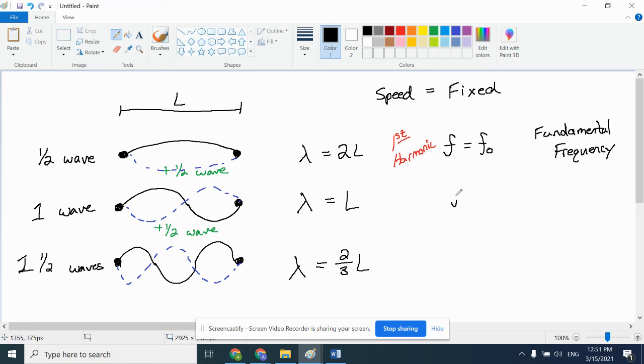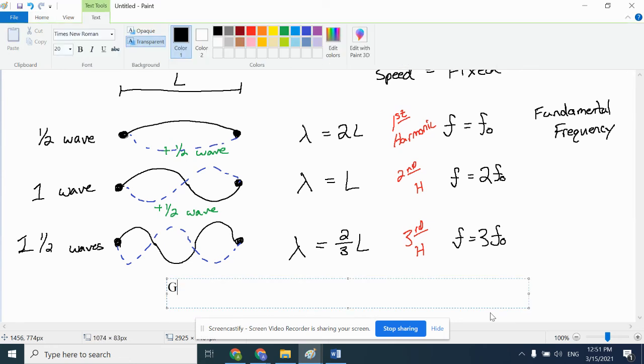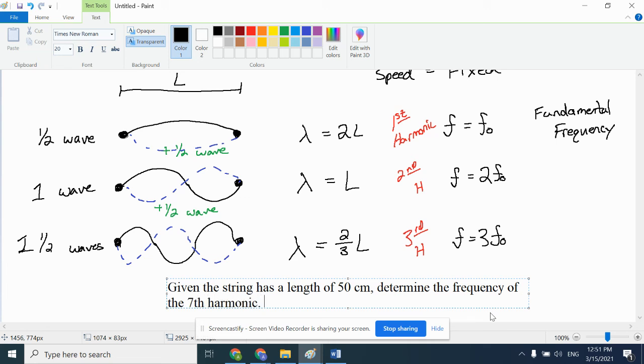Now, as we add more waves, the frequency just goes up: 1, 2, 3. First harmonic, second harmonic, third harmonic. So let's say, for example, I want to know the frequency of the seventh harmonic. Given this string has a length of 50 centimeters, determine the frequency of the seventh harmonic. Speed on the string is 450 meters per second.